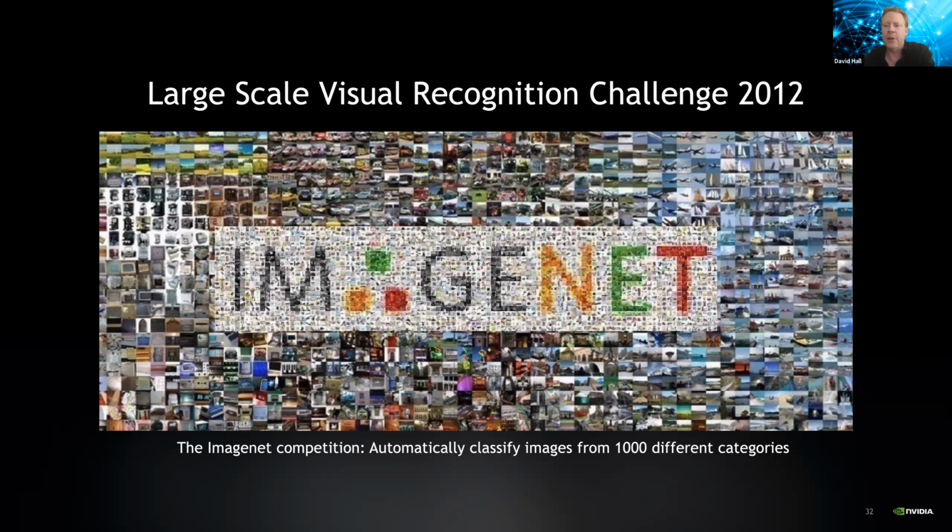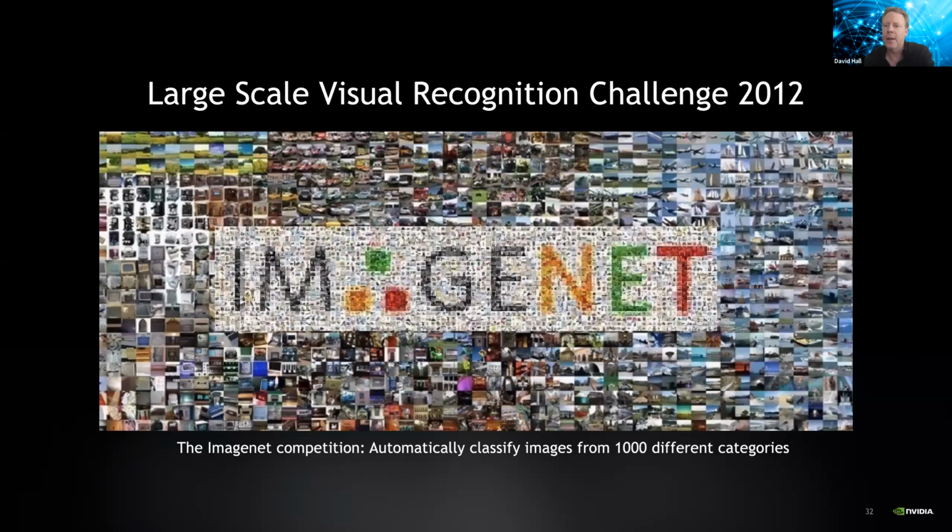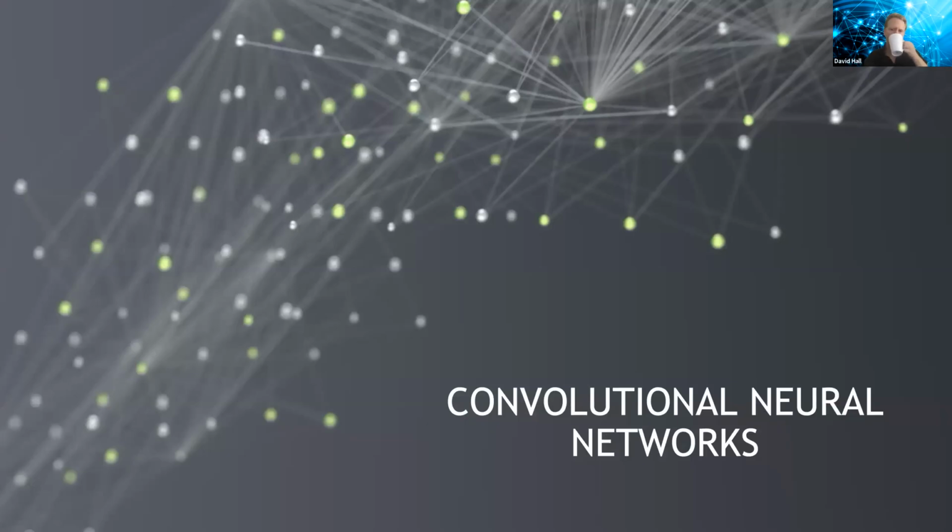GPU acceleration was also critical to their success. It took 5 to 6 days to train their model on 2 NVIDIA GPUs at the time. Without it, it would have taken weeks and been impractical to repeatedly train and test the network. Their network, named AlexNet, was actually a convolutional neural network rather than a fully connected network, which is what we'll cover in the next section.